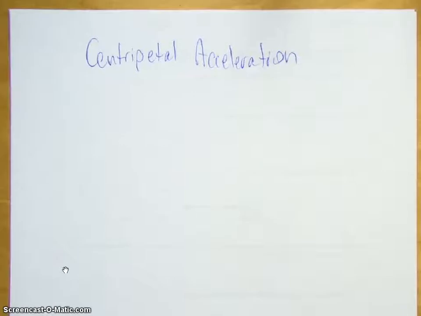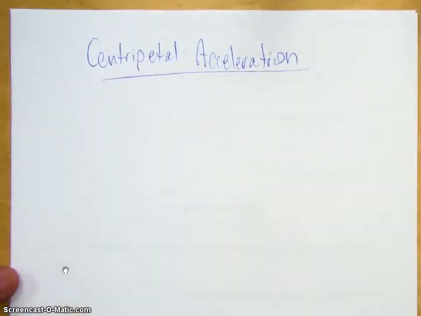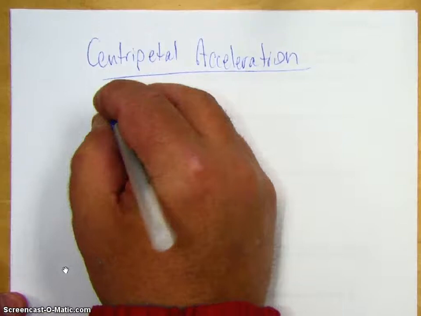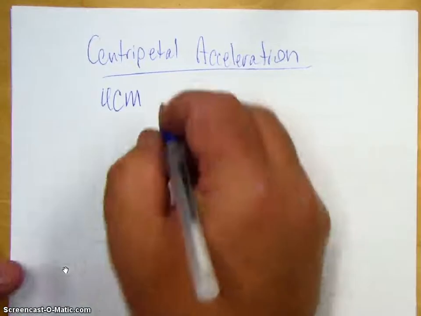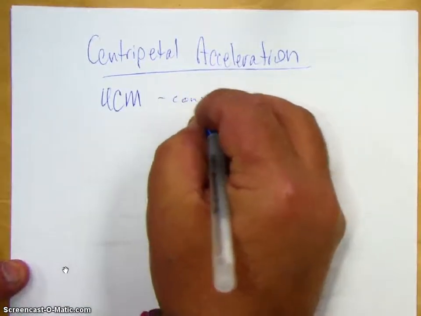Okay, we've talked about linear stuff. Now let's talk about moving in circles. In order to talk about moving in circles, we have to talk about centripetal acceleration. In order to talk about that, we have to talk about circular motion. And in reality, we're going to talk about uniform circular motion. Uniform circular motion means you're going around in a circle at a constant speed. Constant speed circle.